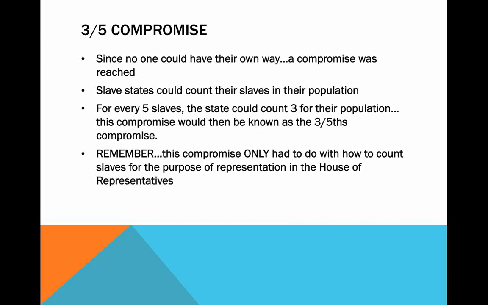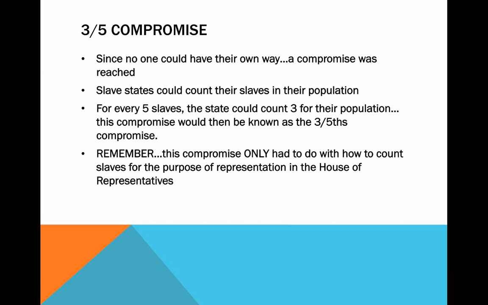So in the end, no one had their own way. They had to compromise. The slave states got a little bit better of the deal because they could count their slaves in their population. But they couldn't have everything. They couldn't count every slave. So that's where the 3/5 compromise came up. Basically it says for every 5 slaves that they had, they could count 3 toward their population, which would forever be known as the 3/5 compromise.